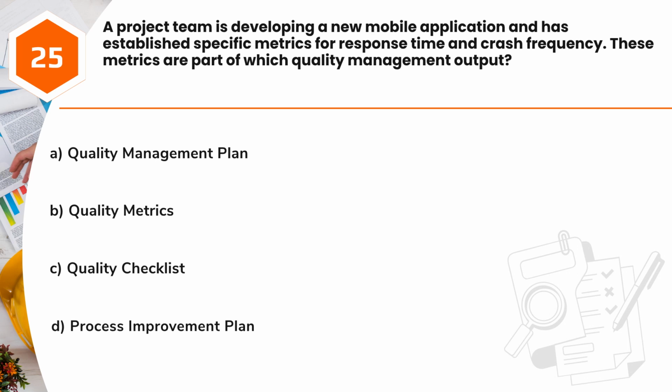Question 25. A project team is developing a new mobile application and has established specific metrics for response time and crash frequency. These metrics are part of which quality management output? A. Quality management plan. B. Quality metrics. C. Quality checklist. D. Process improvement plan.